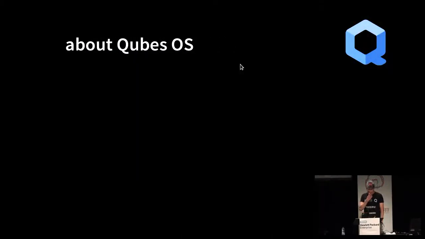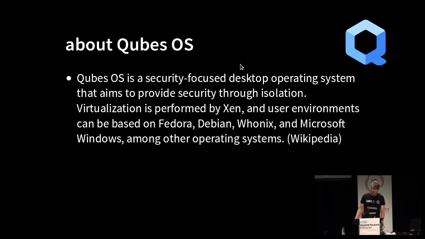So what is Qubes? Wikipedia is useful. Qubes OS is a security-focused desktop operating system that aims to provide security through isolation, and virtualization is performed by Xen. And within Xen, you can run any other operating systems. It's also a single-user system, so it's not in the design that other people log into the computer, it's just your computer. And it's free software, it's mostly GPL. There's some LGPL stuff, library GPL.